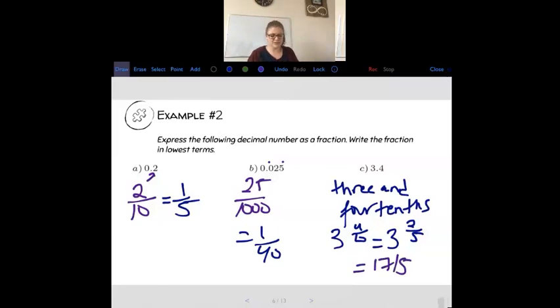Okay, there's also ways to check your work. So if you go back and take 1 divided by 5, you would get 0.2, or if you did 1 divided by 40, you would get 0.025, and then if you did 17 over 5, you would get 3.4. Okay, so there's ways to check your work with these ones as well.